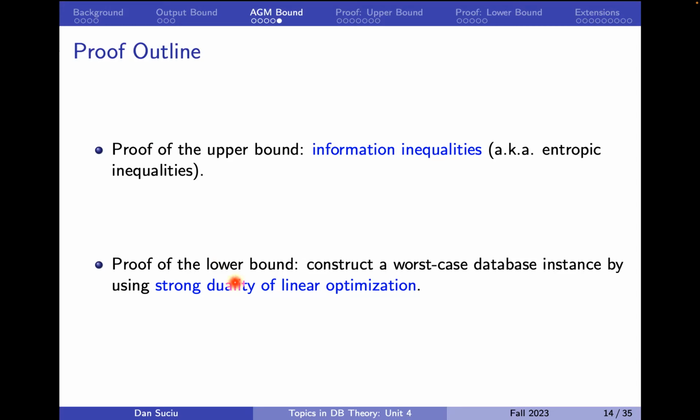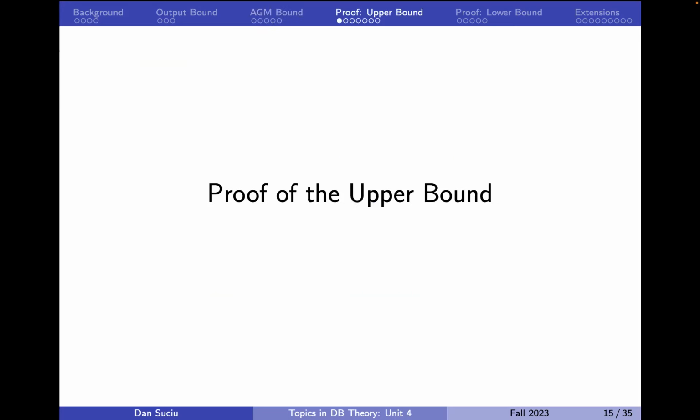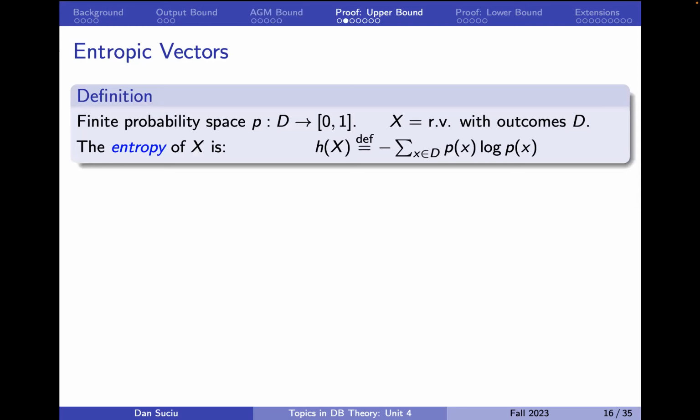And then I want to show you the lower bound, the matching database, which I find very insightful for us database people. It allows you to think quickly about what is a bad database that produces a big output. Okay, so let's start with the first one, information inequalities. So, proof of the upper bound. I need to talk about entropies and entropic vectors.